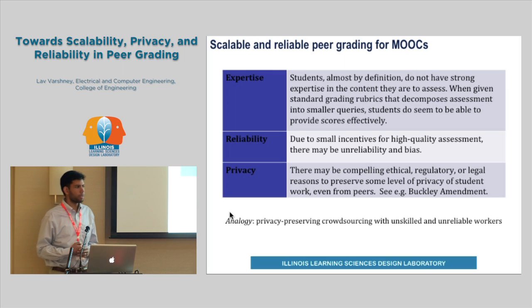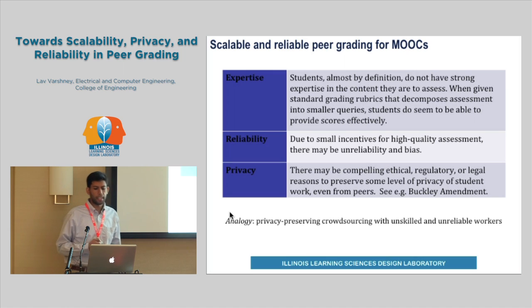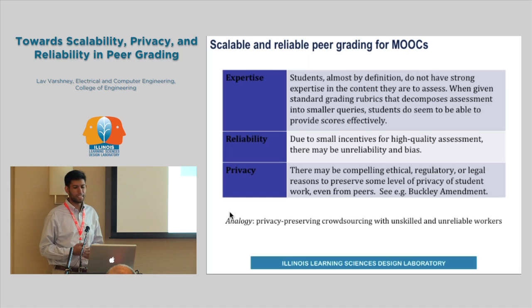A second issue is one of reliability. These peer graders might not be super motivated and might not do a good job. Further, they might have bias. And then also there might be concerns about privacy. There might be ethical, regulatory, or legal reasons to preserve some level of privacy of student work, even from their peers. Okay. So can we actually have peers grade something that they don't really understand and they're not given full access to because of privacy constraints? And they're not motivated, so they're maybe acting unreliably. Okay, so that's the question. Is this something that's possible? And there's a strong analogy to privacy-preserving crowdsourcing with unskilled and unreliable workers. So that's the question we wanted to ask.